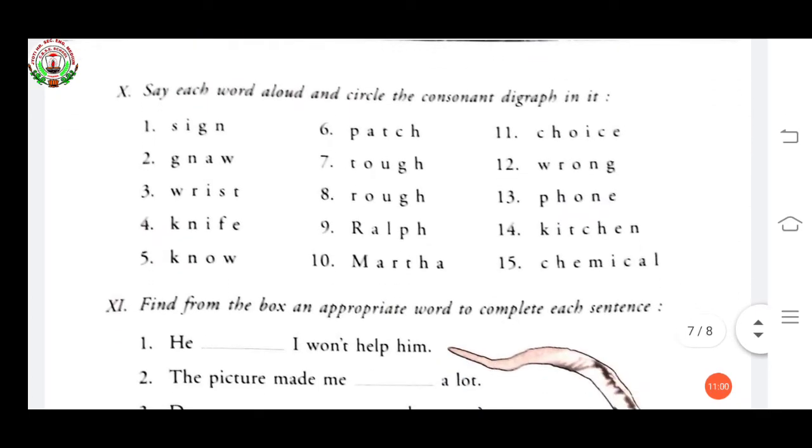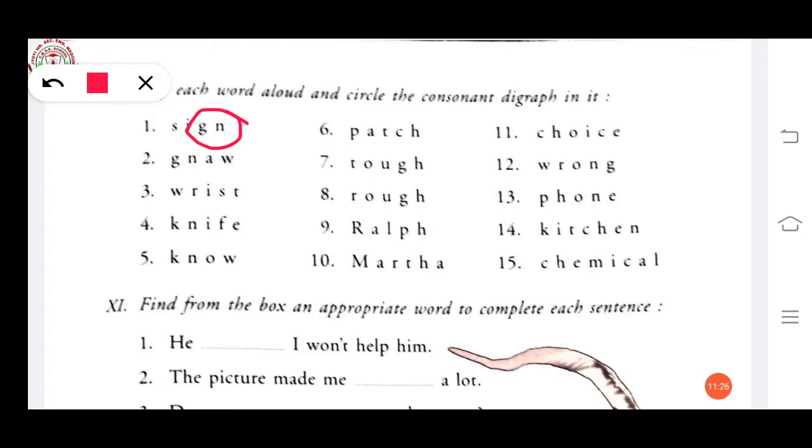Tenth exercise. Say each word aloud and circle the consonant digraph in it. The same exercise as the eighth one. Again the same exercise you have to do. The first one is sign, GN. You have to circle this, GN. Then gnaw. How do you pronounce it?